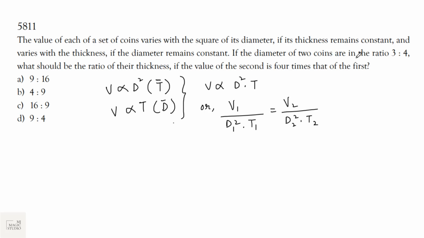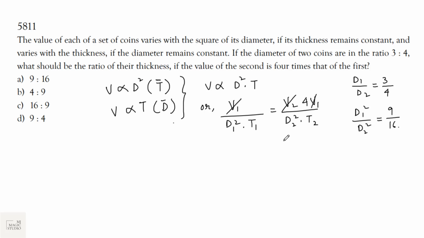If the diameters of two coins are in the ratio 3:4, what should be the ratio of their thickness if value of the second is 4 times that of the first? Value of the second is 4 times that of the first. Now V1 cancels out. D1 by D2, diameters of the two coins are in the ratio 3:4. D1 by D2 equals 3 by 4. That means D1 square by D2 square, duplicate ratio, is 9 by 16.